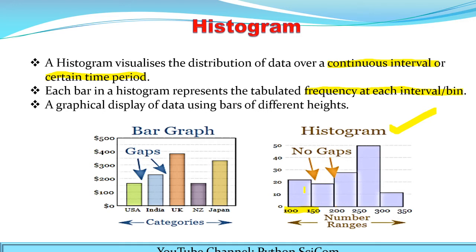There will be no gaps between the histogram bars. This is the basic difference between the bar graph and the histogram. Bar graphs are not in the continuous interval, but histograms are in the continuous interval. In bar graph, we have the gaps between the bars. In histograms, we do not have gaps between the bars.